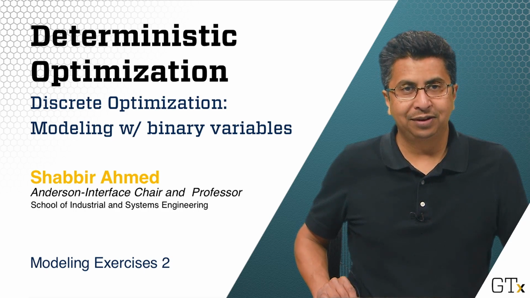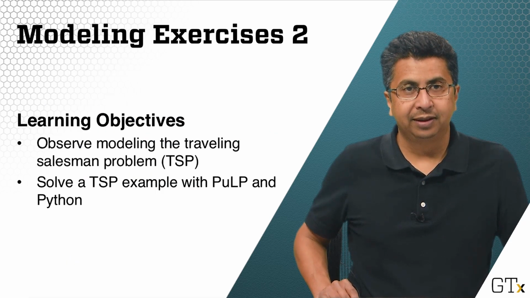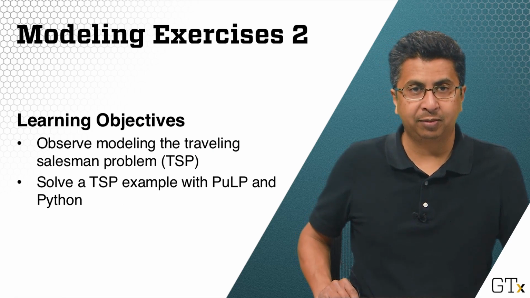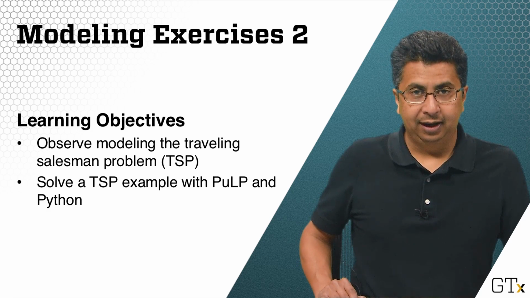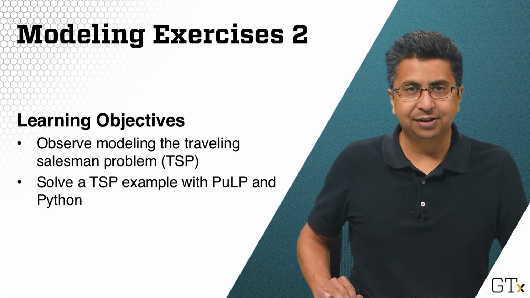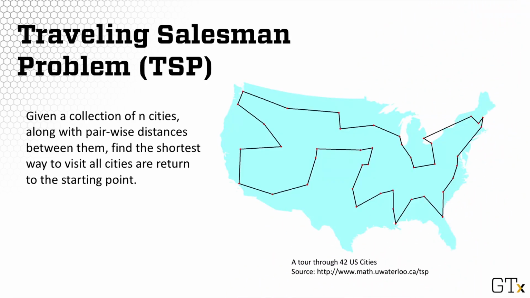We're going to continue our discussion on modeling with binary variables. In particular, in today's lesson, we're going to observe modeling a fascinating problem known as the traveling salesman problem and solve it using the PuLP modeling system and Python language. Let's get started.